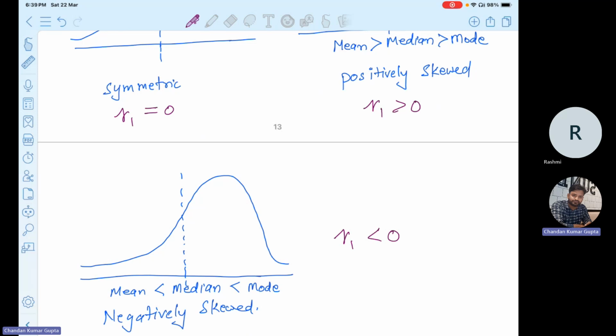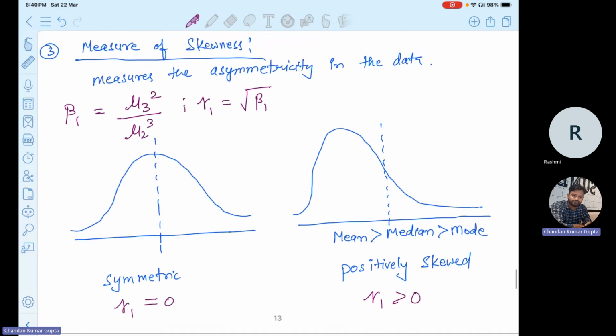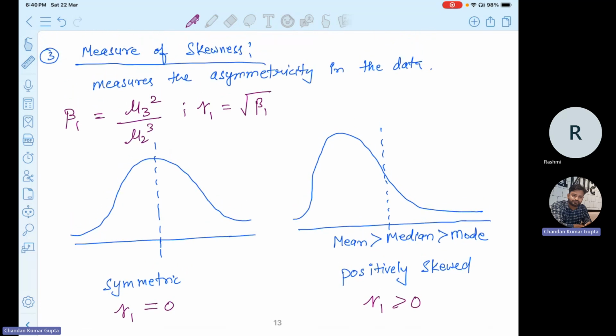Okay, so up to this point, we have learned about the measures of central tendency, in which mean, median, mode are there; measures of dispersion, in which range, standard deviation, variance are there; then measure of skewness. In this we have discussed the asymmetricity of the curve. There are three kinds of curve: positively skewed, negatively skewed, or symmetric. And we have also mentioned how to calculate the coefficient of skewness, as beta 1 or gamma 1.